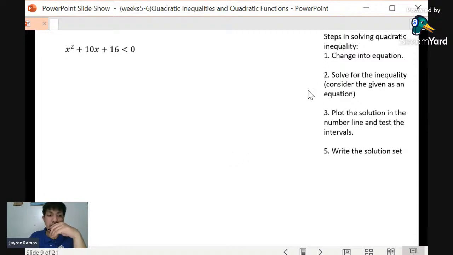Okay. So i-flash lang natin yung mga steps para guided kayo. So the first one is to change into equation. So katulad ng ginawa natin kanina. So papalitan lang natin yung less than 0 ng equal to 0. So ganyan po. So instead of writing less than, gawin natin equal to 0 so we can solve. So number 2 is to solve for the inequality. So same thing dun sa una nating example.